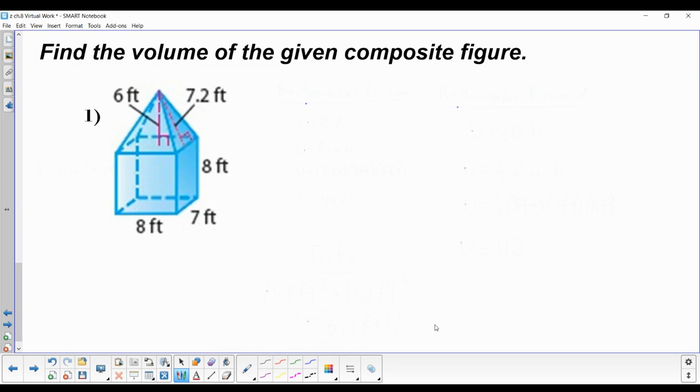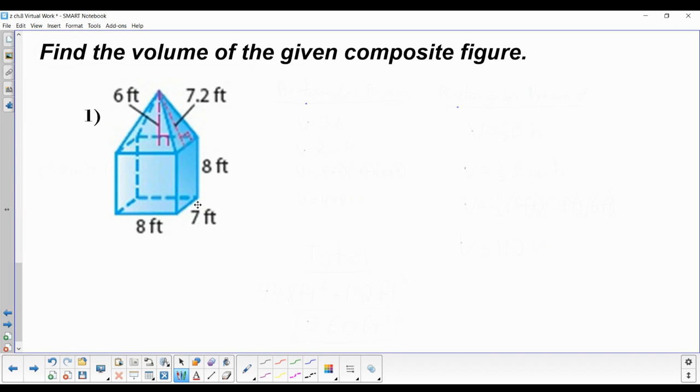In this video, we're going to review how to find the volume of composite figures. A composite figure is when you have multiple shapes combined to make a larger shape. So in this figure, the first thing we should do is identify the parts that we have.